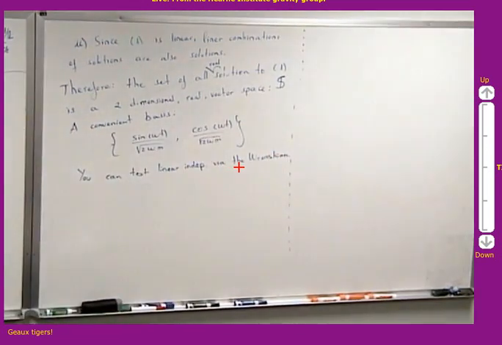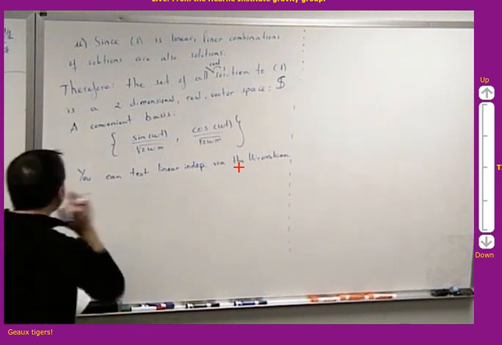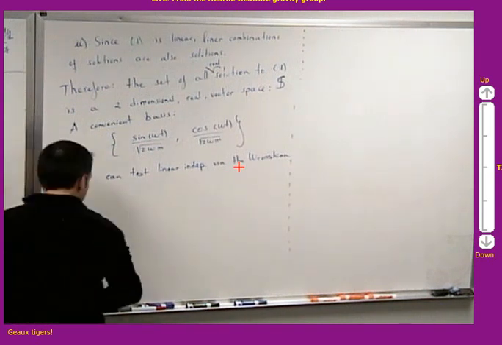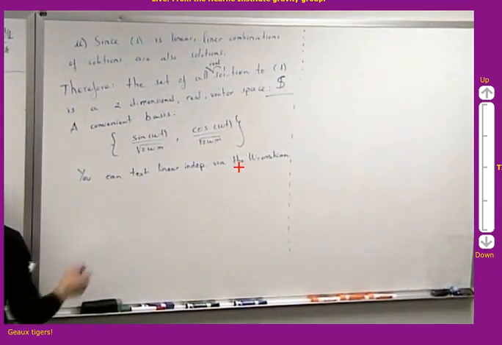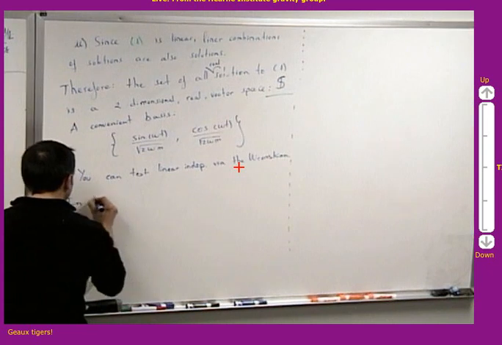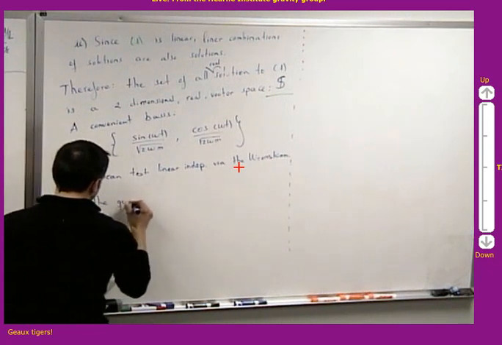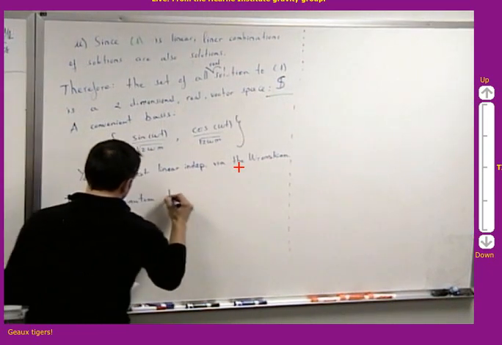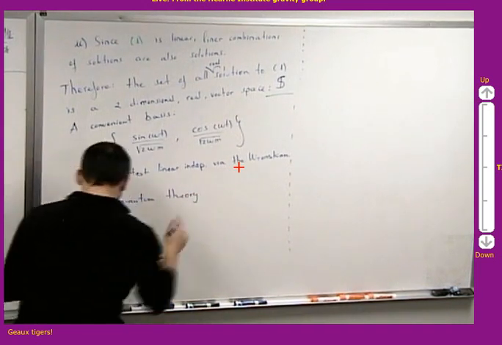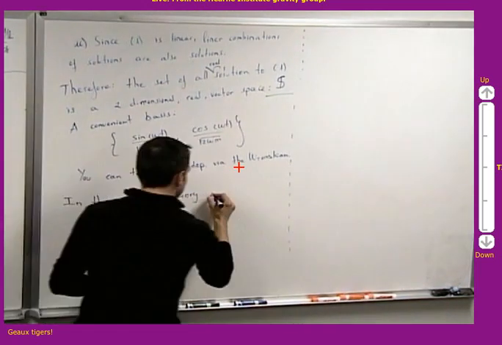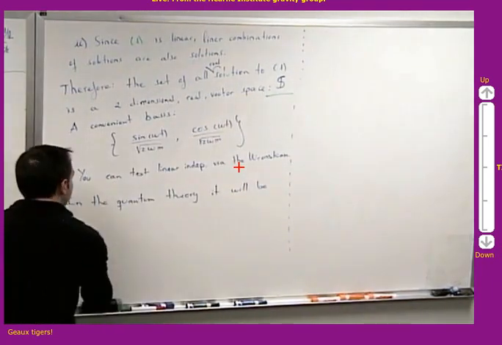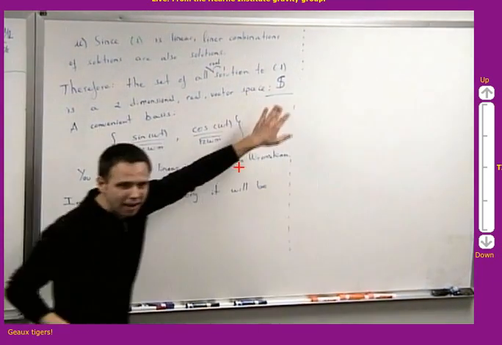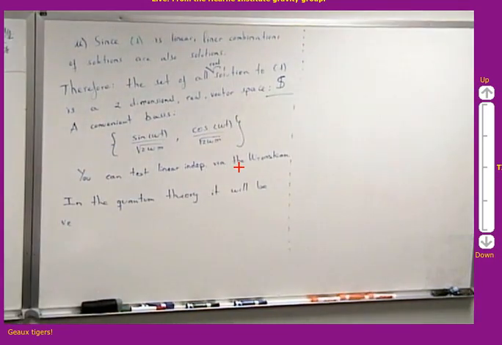If you know the Wronskian method, you can check that these two solutions are linearly independent. So this will be an important element in our course: in the quantum theory, it will be very useful to define what we call the complex space of solutions.